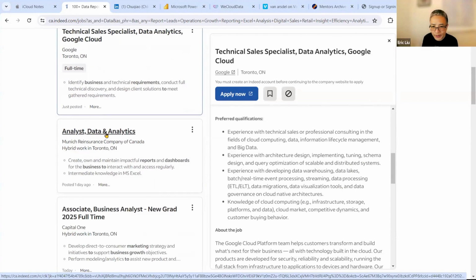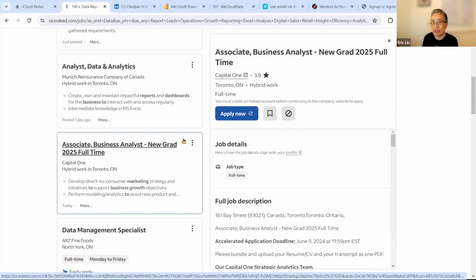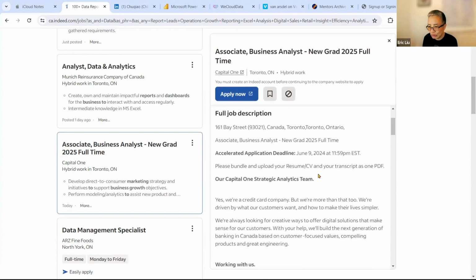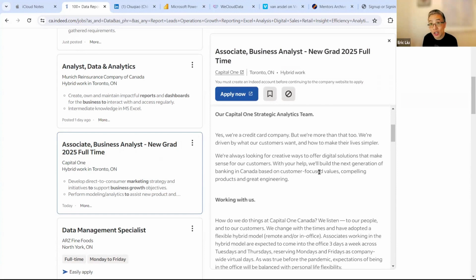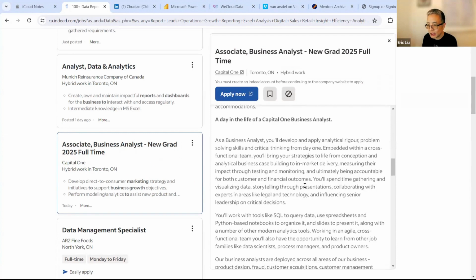And so data and analytics analyst. Capital One is a company we know, right? It's a credit card company from the US. Associate business analyst. So this is a business analyst, and it's a new grad 2025 full-time. So if you're going to graduate in 2025, I think now is a good time to get prepared. It is a good time to work on your resume. It is a good time for you to upskill, so you can stand out from so many students looking for opportunities like this.